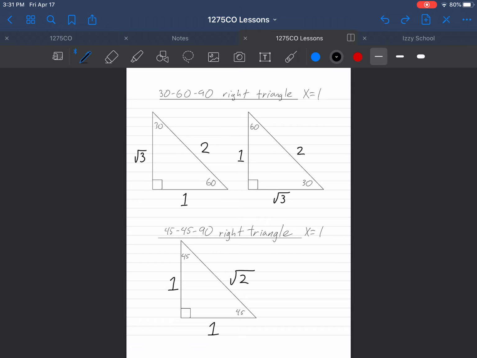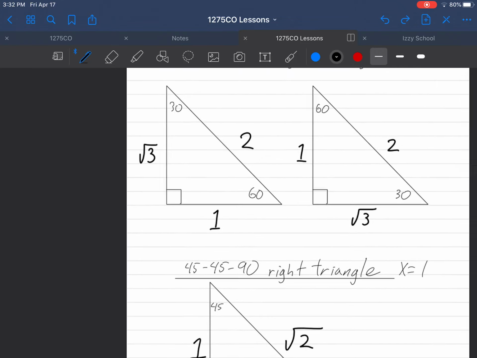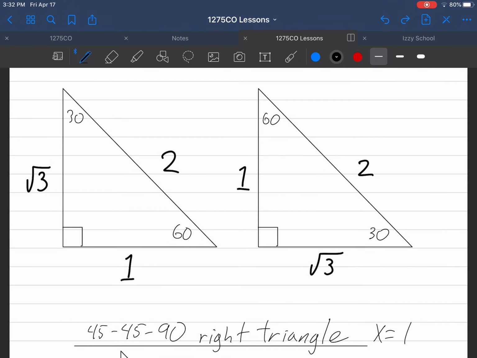Now, special right triangles here are going to have a kind of bottom value, which will come into play a whole lot in the near future. And that's when x is equal to 1, because you are allowed to write out your own 30, 60, 90 right triangle and fill in these values for the sides, as long as they are in that scheme where 1 is opposite 30 degrees, 2 is the hypotenuse, radical 3 is opposite 60 degrees.